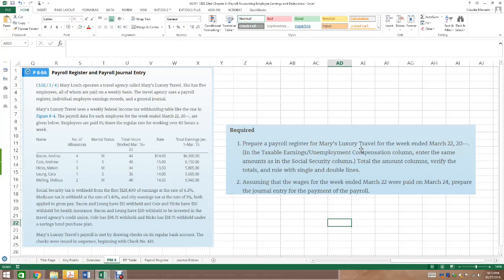Now, they're doing this because we have not covered unemployment compensation. That is going to be covered in Chapter 9. So for now, whatever amount you get for your taxable earnings for Social Security, which we're going to calculate, use the same. Your Social Security taxable amount is any amount from $0 to $128,400. Anytime we go over the $128,400, we don't have to pay any taxes. Total the amount columns, verify the totals, and rule with single and double lines. So they're asking us to prepare a payroll register.